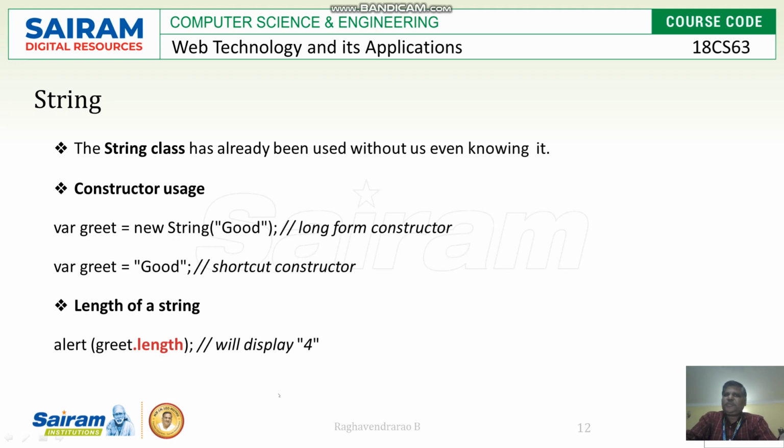So how can you display those values? alert greet.length. This length is going to be 4. If you count the index 0 1 2 3 it will be 3, but the total is 4. So 4 will be displayed using greet.length.